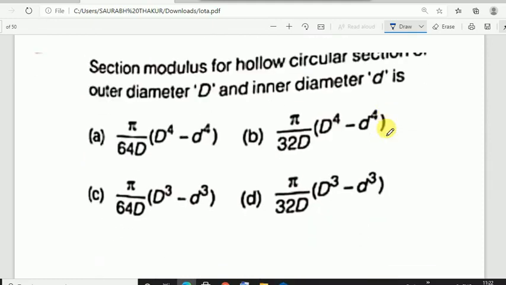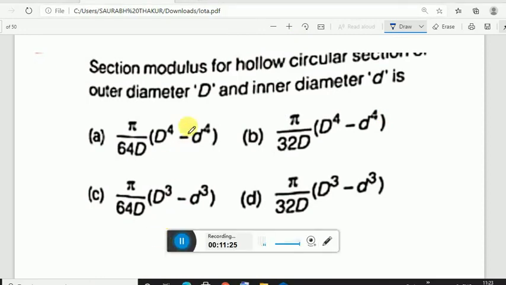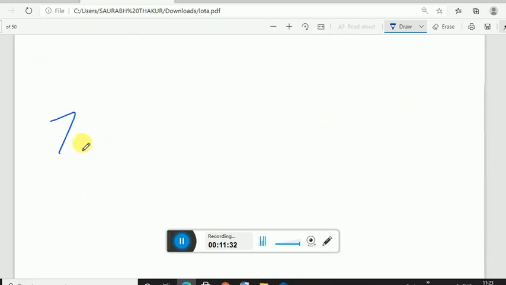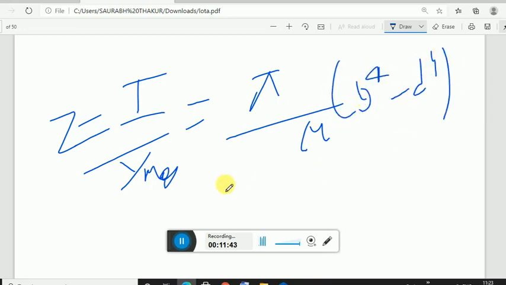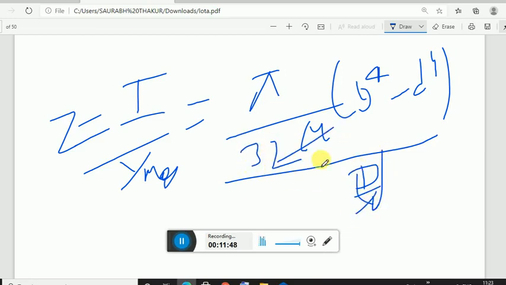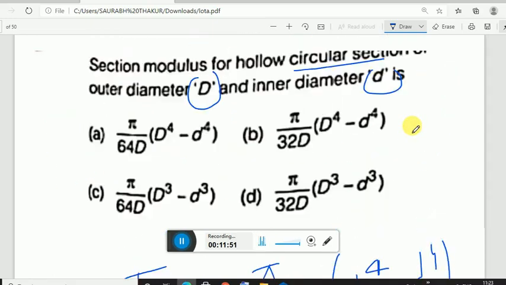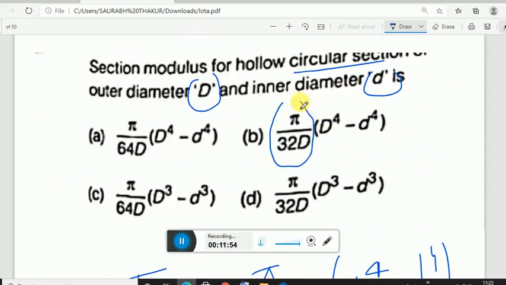Okay, section modulus for hollow circular section, outer diameter D and inner diameter d is. Actually, it is talking about section modulus. Then you must be knowing the formula Z is equal to I by Y maximum. I is equal to pi by 64 (D to the power 4 minus d to the power 4), and Y maximum is equal to capital D by 2. That is pi by 32D (D to the power 4 minus d to the power 4). Your correct option would be B.